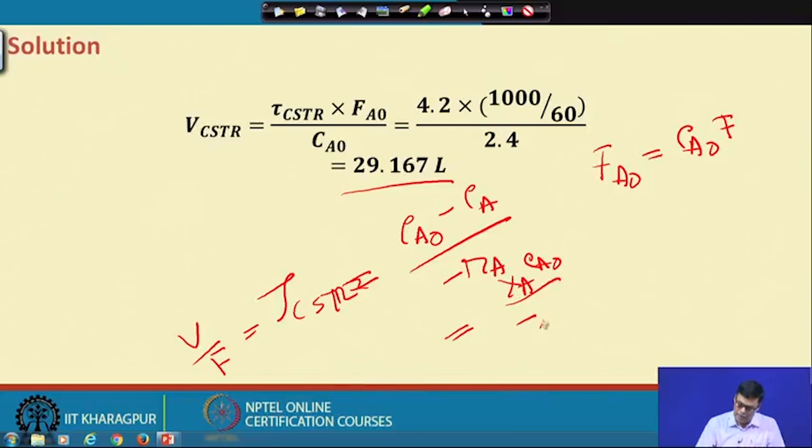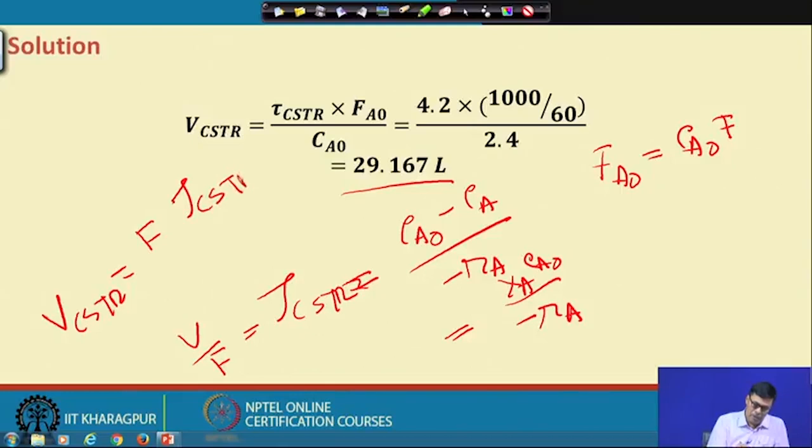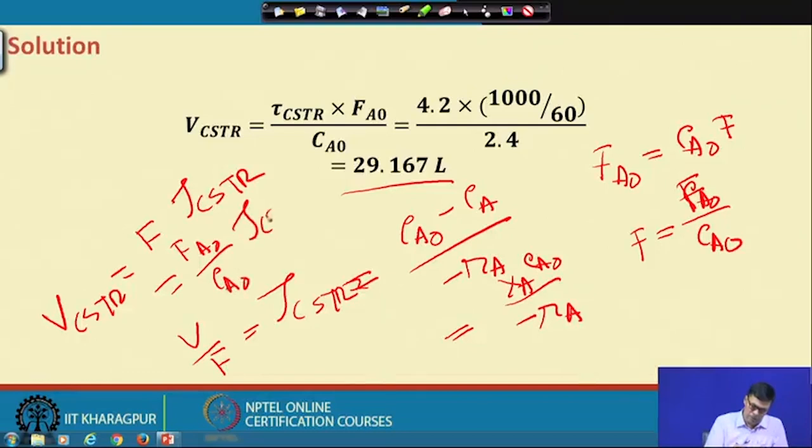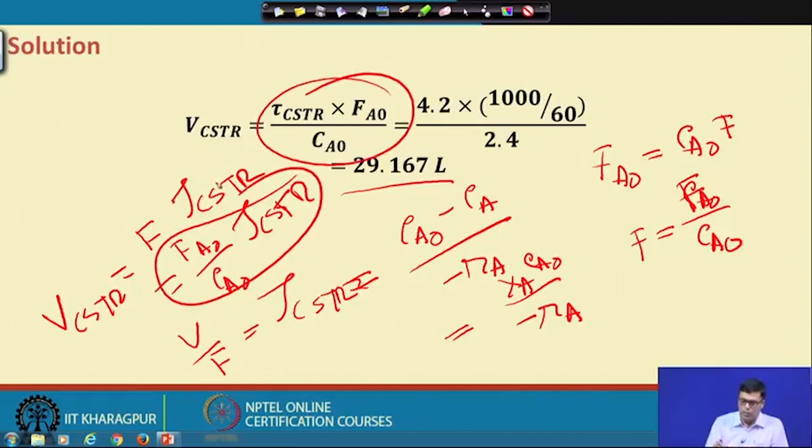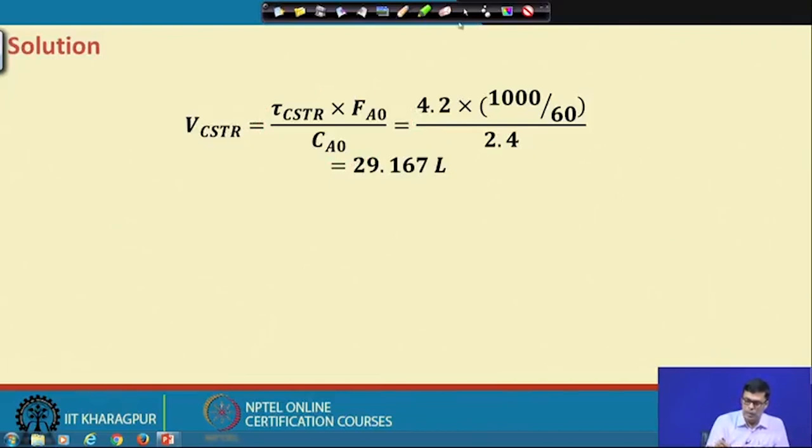So, what can we write here? The volume of the CSTR is equal to F into tau CSTR, am I right? Now, what is F? F equals F A 0 by C A 0. So, I can write this as F A 0 by C A 0 into tau CSTR. This is how we have written it here, and when we put the value here, we can easily calculate the volume of the reactor.